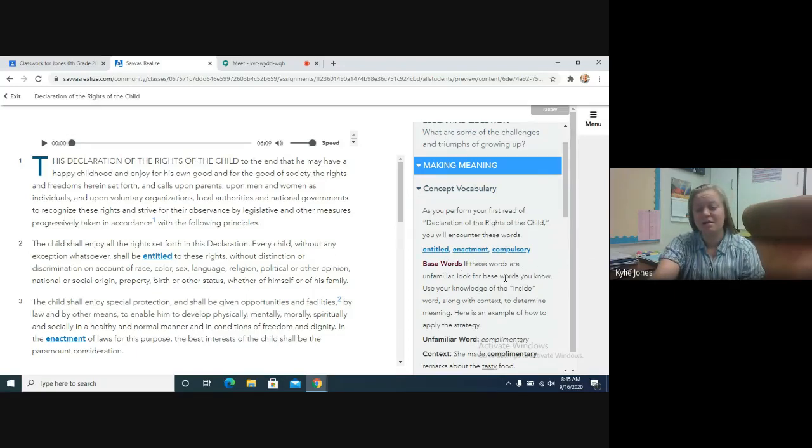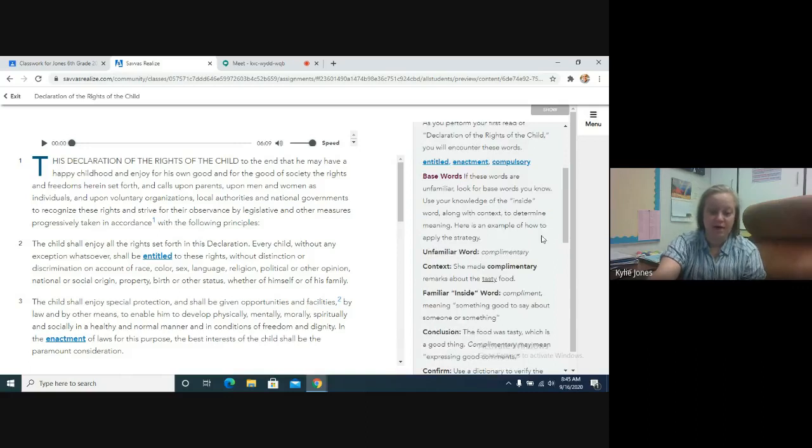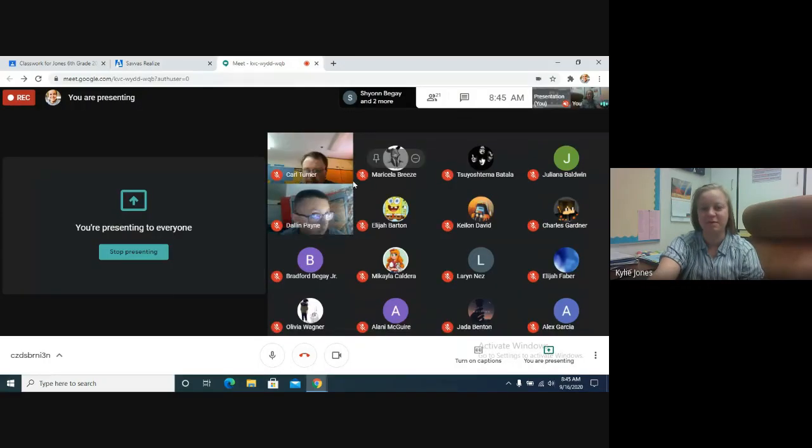These all have base words. So if these words look unfamiliar to you, which they might, you're going to look at base words that you might know. So you're going to use your knowledge of the inside word or the root word, along with the words around it, so like context clues, to determine the meaning of the word. So here's an example of how we could work that out. An unfamiliar word that you might not know is complementary. Does anybody know what complementary means before we get going? Complementary.